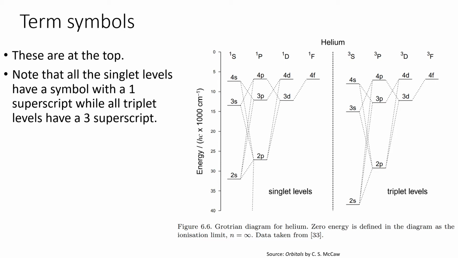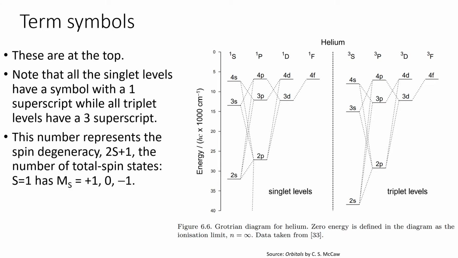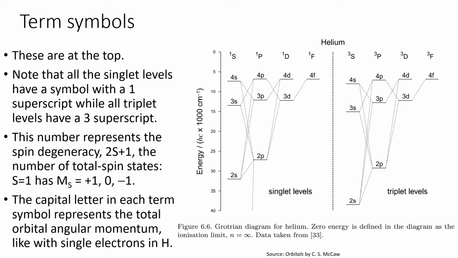Whereas with the triplet levels, if the spin vector is, if you like, length 1, then there are 3 possible projections of that, plus 1, 0, and minus 1. And so we'd say the spin multiplicity is 3, hence the 3 being the superscript. And of course this is the origin of the word triplet. So this is all just spectroscopic notation. So there we go, spin degeneracy, 2S plus 1 in general, or 2 times any angular momentum plus 1 are the total number of states.